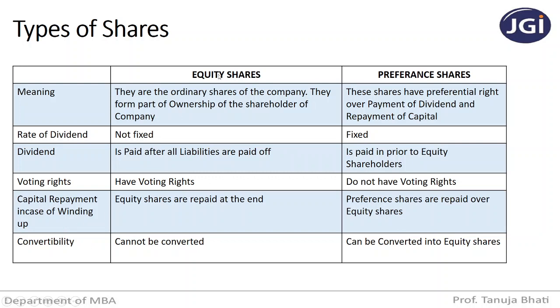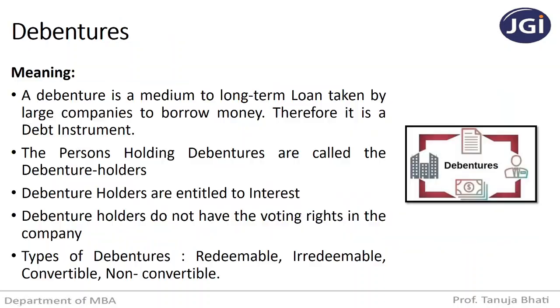Convertibility. Equity shares cannot be converted, whereas preference shares can be converted into equity shares. A preference shareholder can convert their preference shares into equity shares, but equity shares cannot be converted. So this was all about shares.